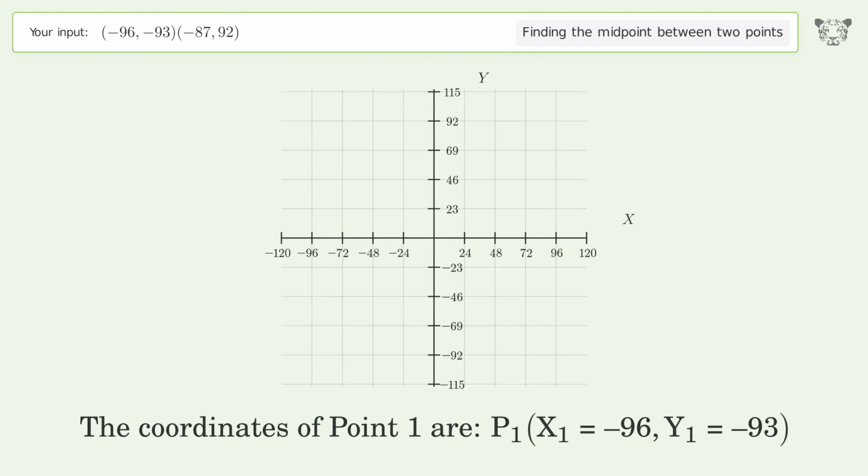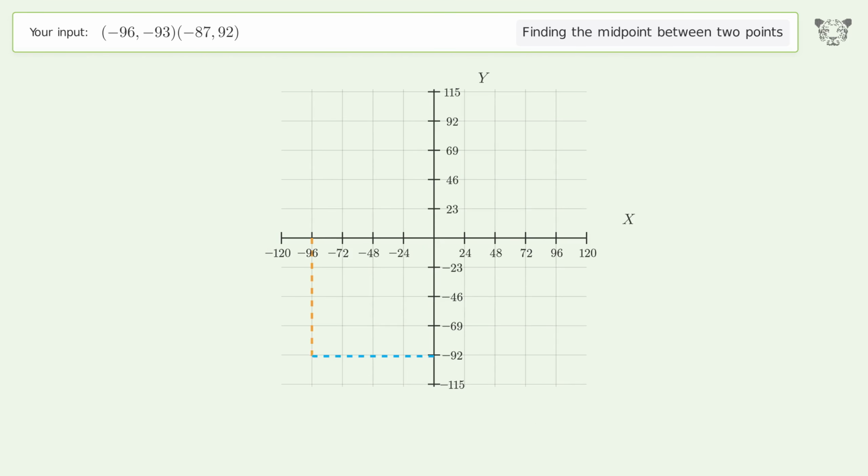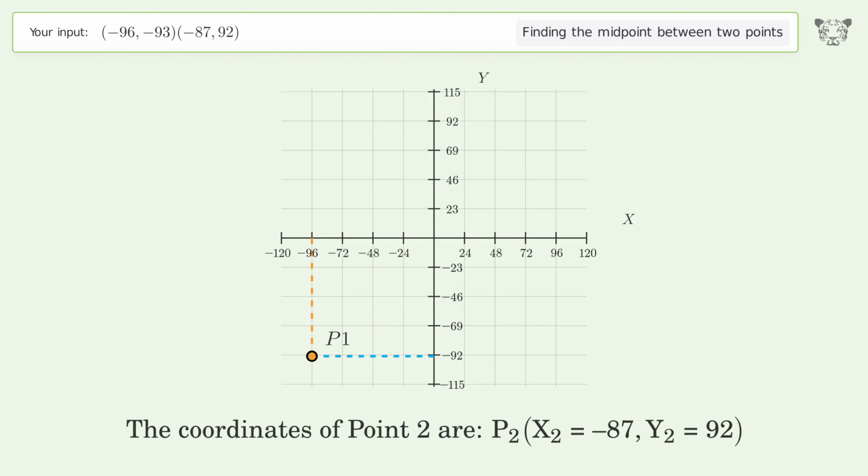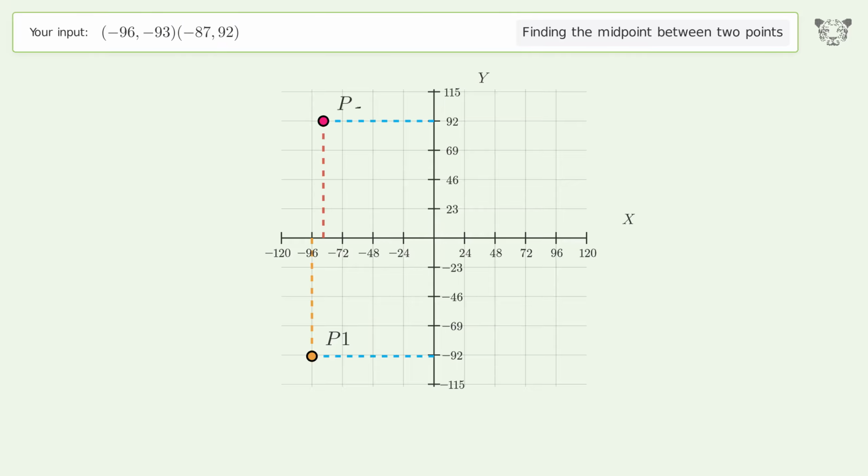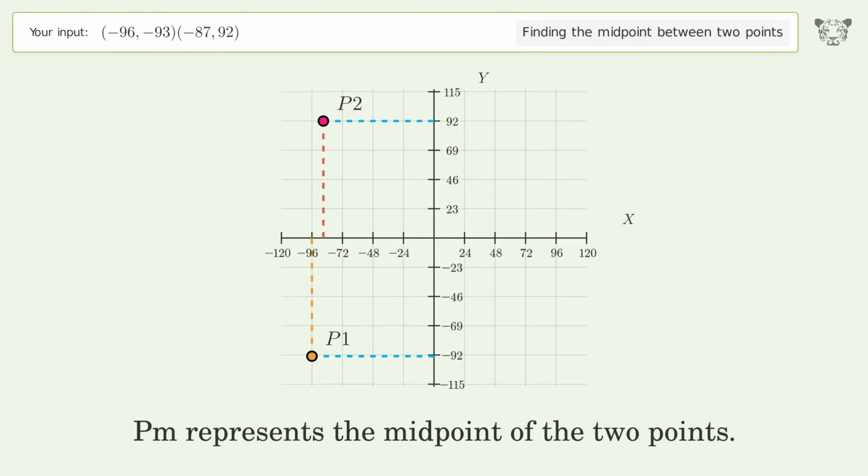The coordinates of point 1 are, x1 equals negative 96, y1 equals negative 93. The coordinates of point 2 are, x2 equals negative 87, y2 equals 92. PM represents the midpoint of the 2 points.